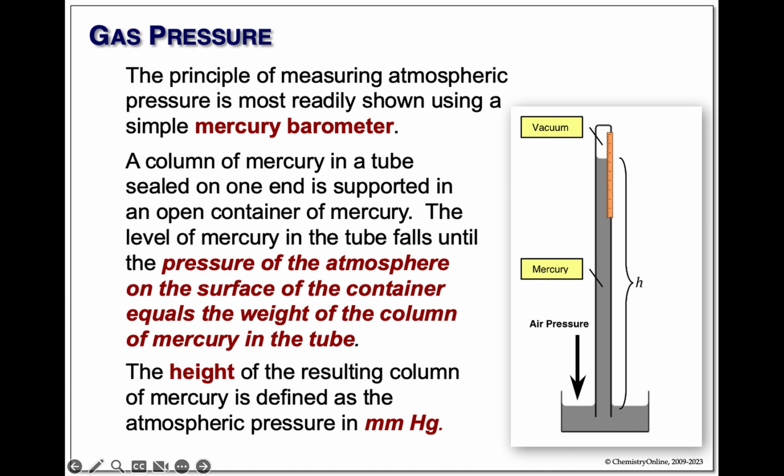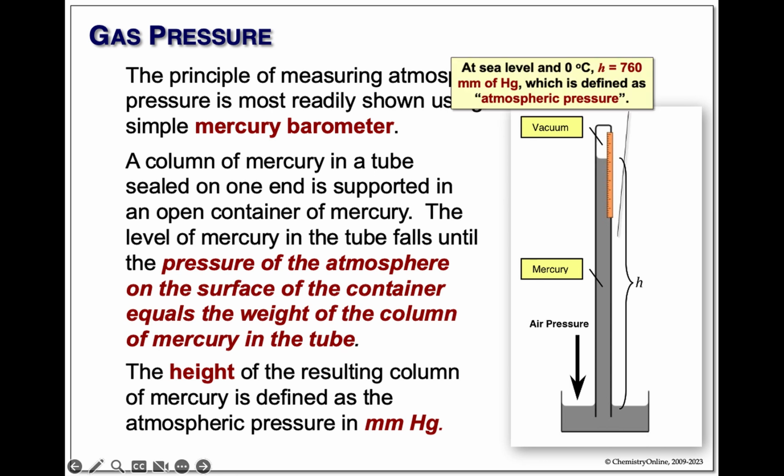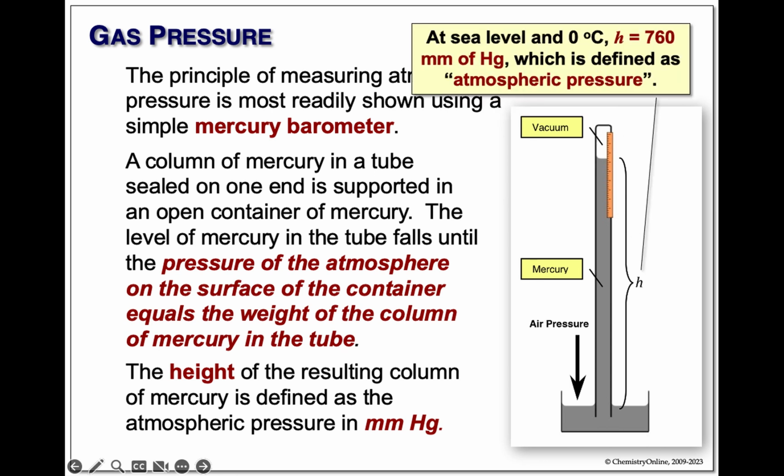The barometric pressure, the air pressure, was given by the height of the mercury column from the top down to the surface of the mercury here. That's H. As the air pressure increased and decreased, this would go up and down and up and down. Typically, we measure this in millimeters of mercury. At sea level, 0 degrees, 760 millimeters is defined as atmospheric pressure. Okay, height of 760 millimeters of mercury.